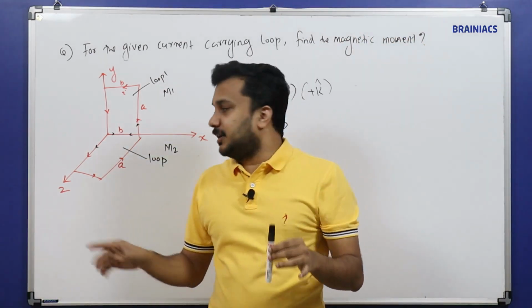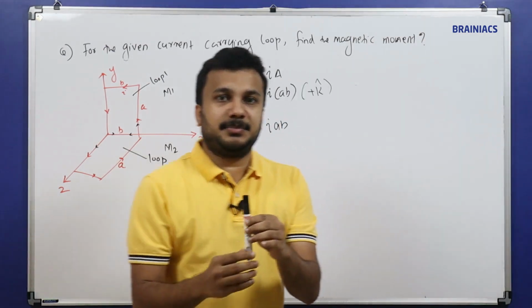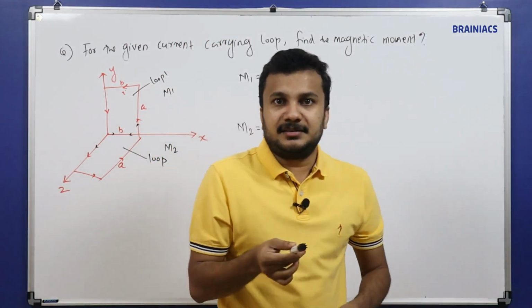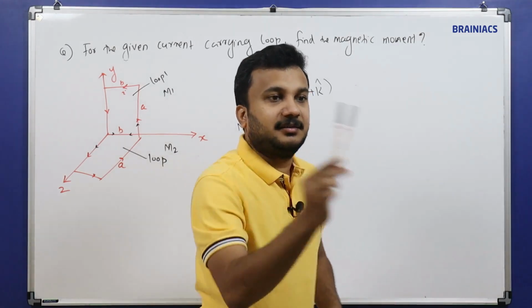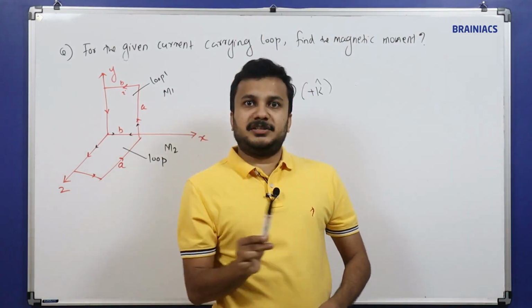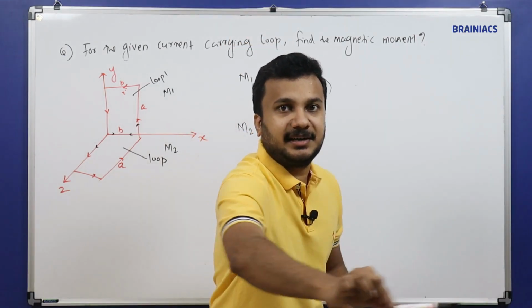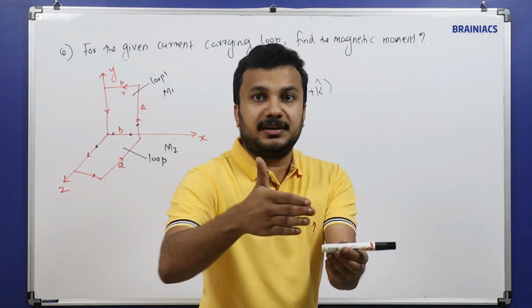Now where is this located? This is located in an XZ plane. XZ plane means this is the Y axis, this is the X axis, and this is the Z axis. So now this is located here, not here. This means the Y axis is involved. Here means the XZ axis. So the current is going in this direction. So here it is located.